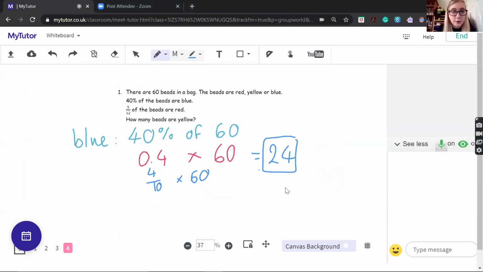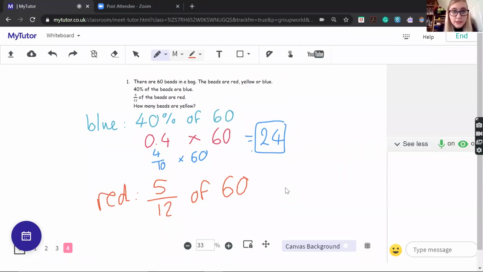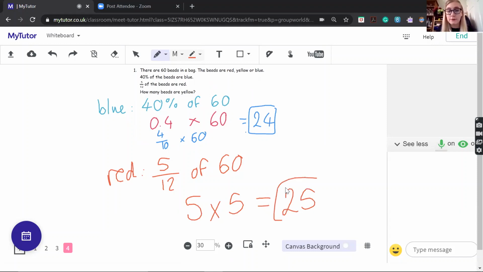So there are 24 blue beads, and then red is 5/12 of 60, which we can spot as exactly the same thing. It's 5/12 times 60. So if it's calculator, you can just put that in. Or we can see that 1/12 of 60 is 60 divided by 12, which is 5. And there are 5 of these 12ths. So there are 25 red.